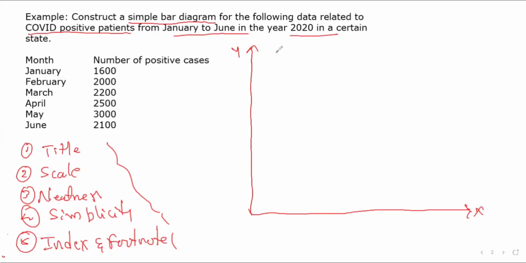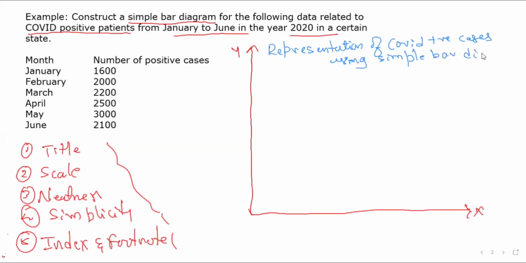So what is the title? A representation of COVID positive cases using simple bar diagram. You don't need to write the word title, but you should give the title. This is the title, and this is clear. Now scale.